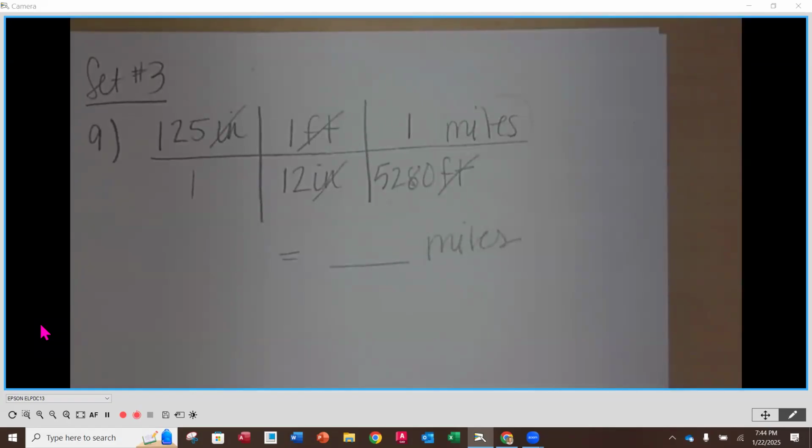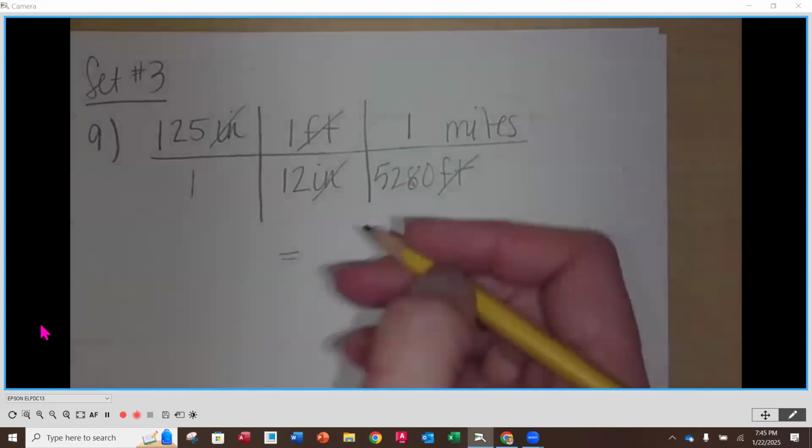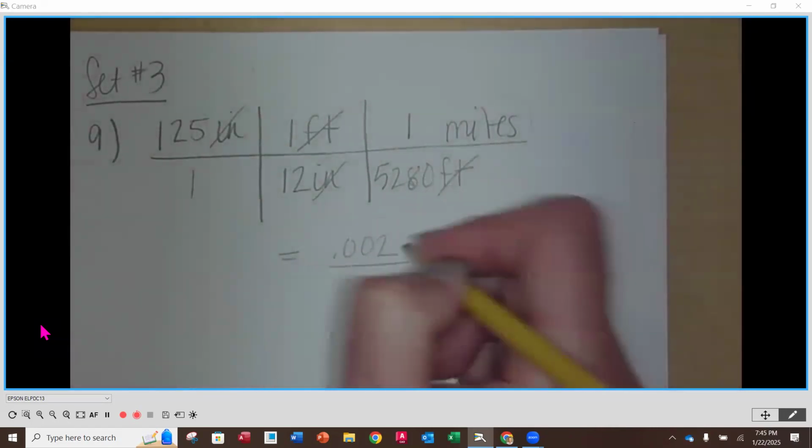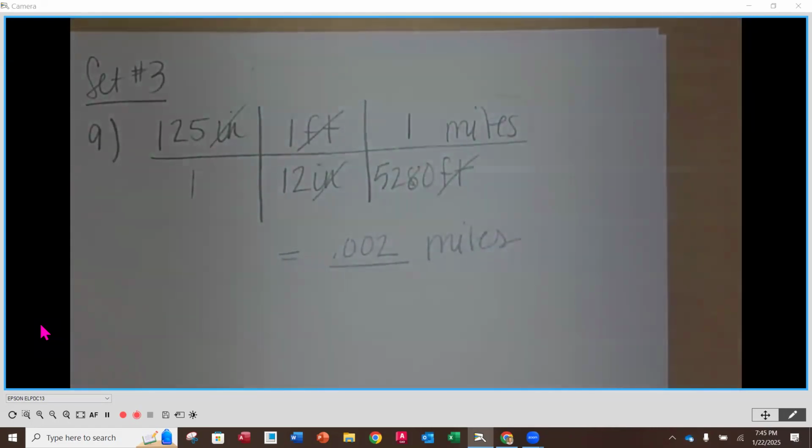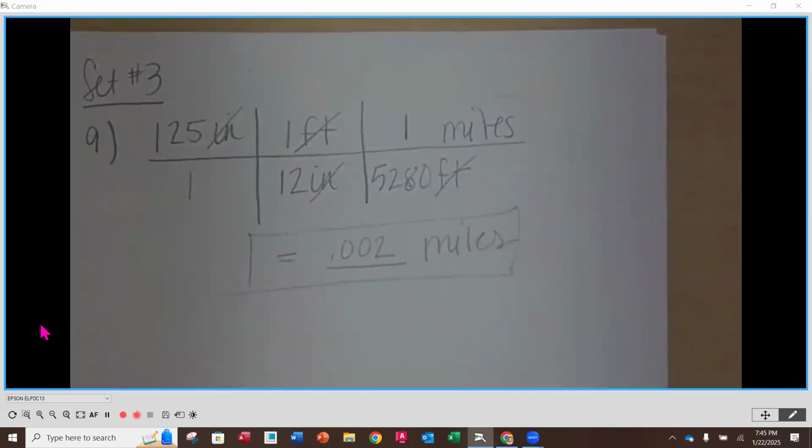So what do you get for a value? 125 divided by 12 divided by 5,280. Do you get 0.002 miles? Yeah. So that's going to be your answer, 0.002 miles. Okay.